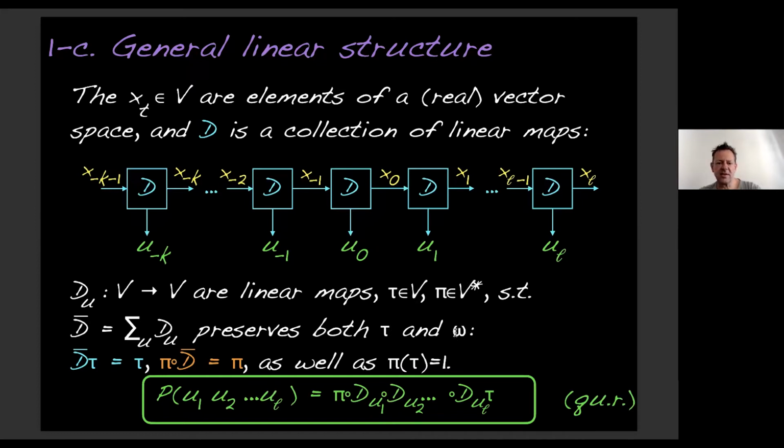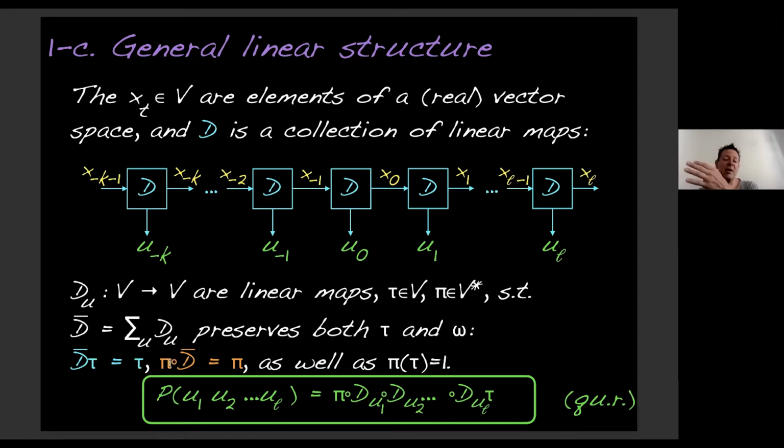Oops, this should be a pi. I guess I wanted, okay, the omega was the quantum state. Now I just call it pi again, the probability evaluation. So if I apply d bar from the left to tau, it is preserved. So that's kind of our unit.